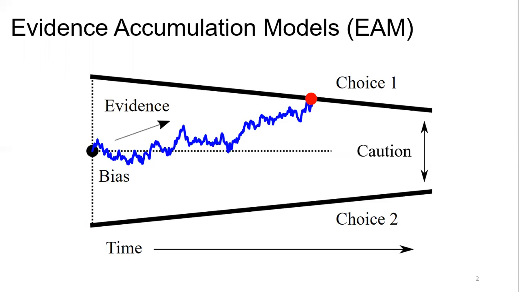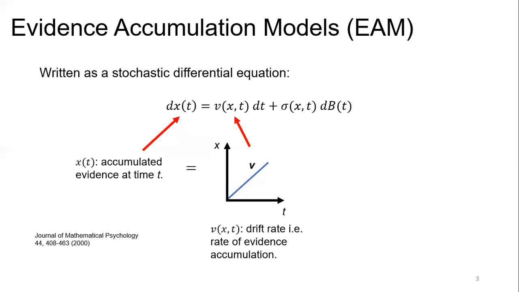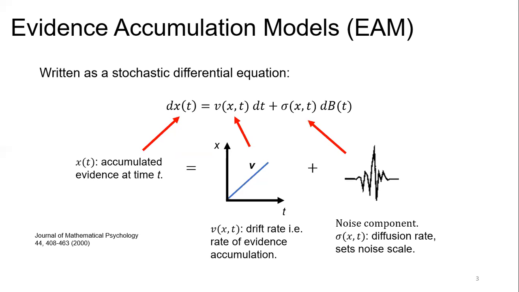Once the stimulus is presented, evidence begins accumulating, as shown by this blue line, until it reaches one of the two decision boundaries, corresponding to this red dot here, at which point a decision is made. Writing this model as a stochastic differential equation gives the following, where x of t is the accumulated evidence at time t, v of x and t is the drift rate, which gives the rate of evidence accumulation, and sigma of x and t is the diffusion rate and sets the noise scale in your system.